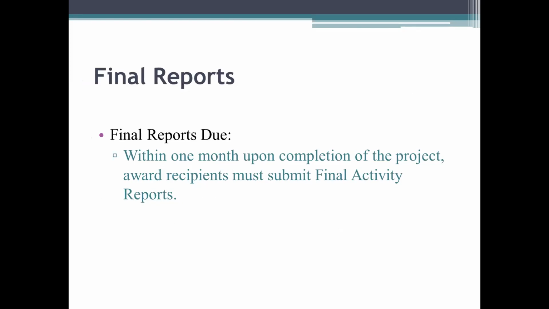So we mentioned final reports, which are due within 1 month of completion of the project. Award recipients must submit this final activity report to American Councils. The report will include complete project descriptions, results based on qualitative and/or quantitative measures, and lessons learned. So did the project accomplish what it was meant to do? You would include a project impact section and attachments of any materials that were created for the project.